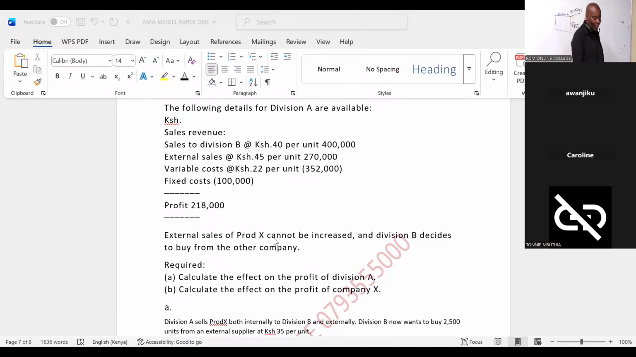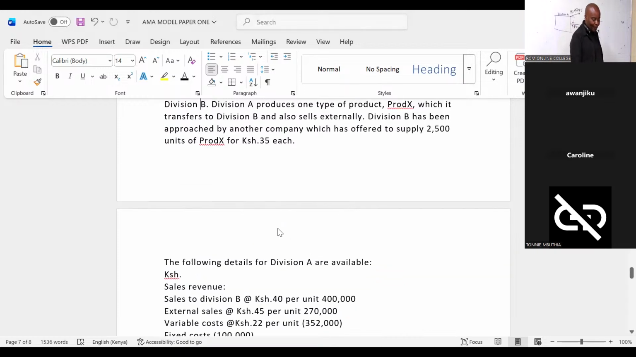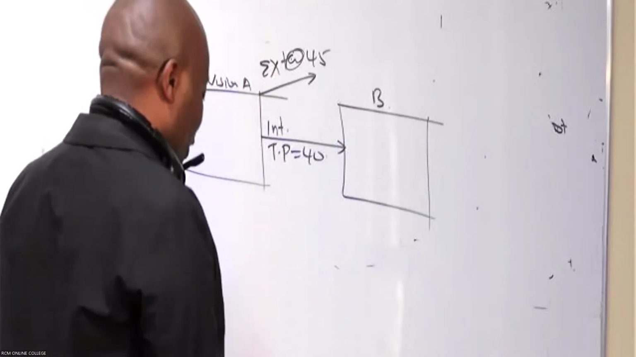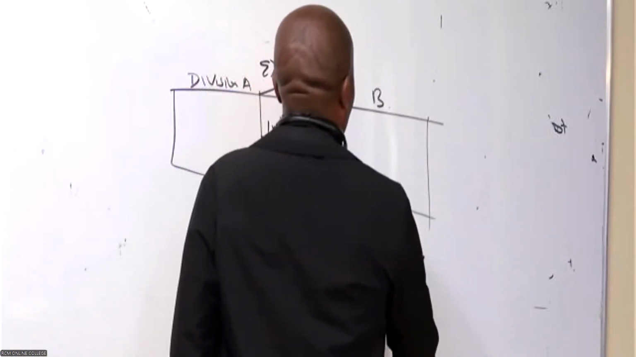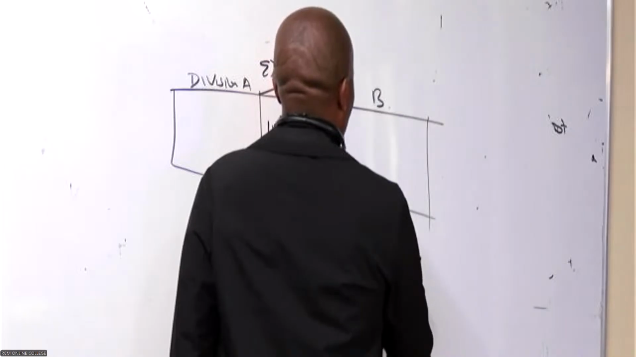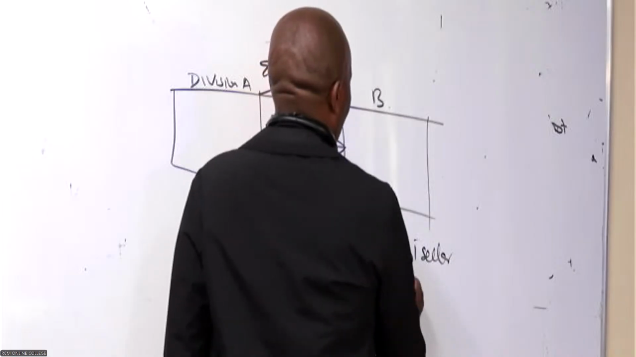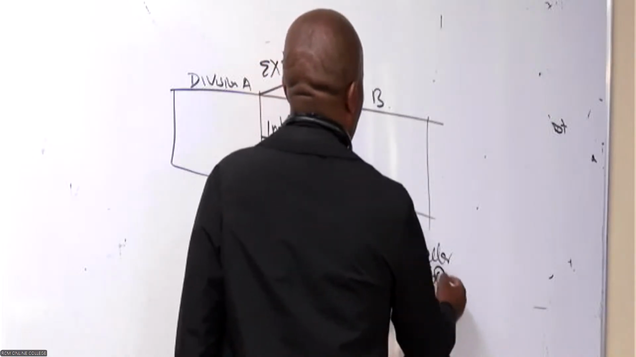And then there is another ninja who has seen an opportunity, who is making this product X, and wants to transfer to us this product X at a lower price. Division B has been approached by another company which has offered to supply 2,500 units of product X for 35 each. So in this case, we have an external seller who has approached B to sell 2,500 units at 35.